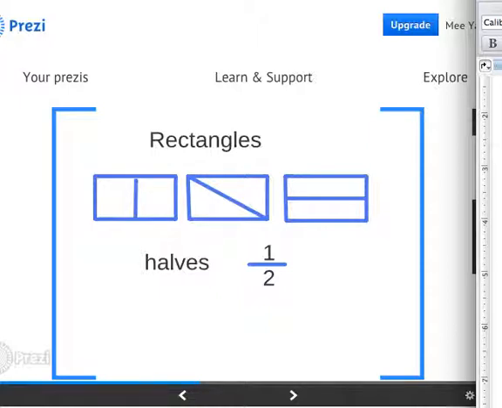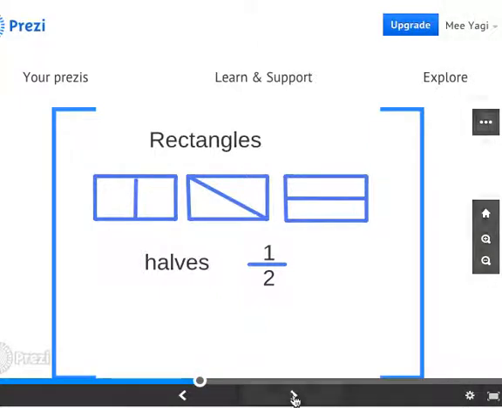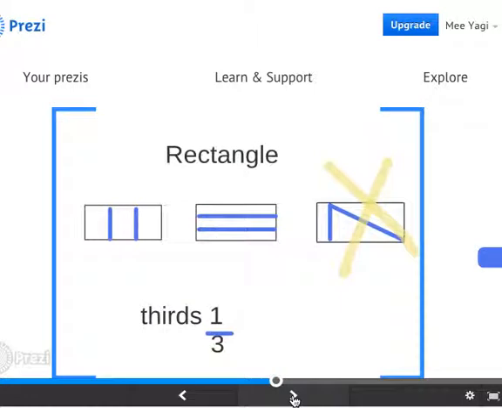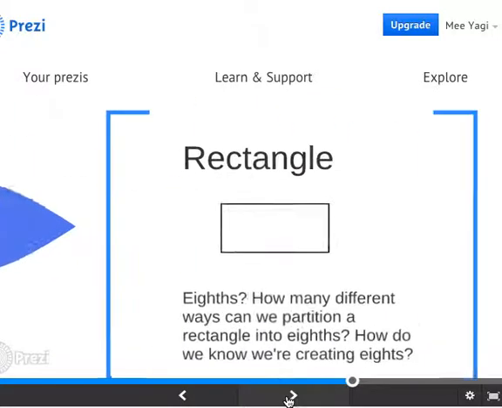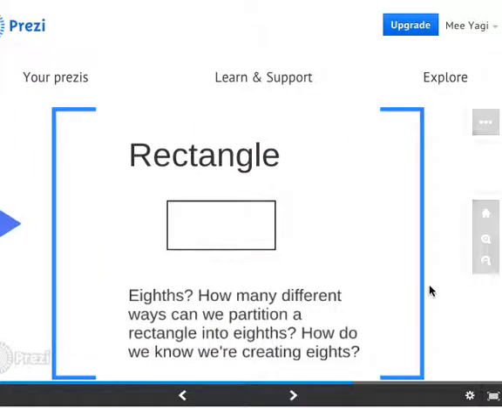We can also divide the rectangle into thirds. We can either divide the rectangle into three equal parts going vertically or horizontally. In the last one, even though it is divided into three parts, are they equal parts? No, therefore it does not count. Again, we can really do a whole lot with the rectangle.